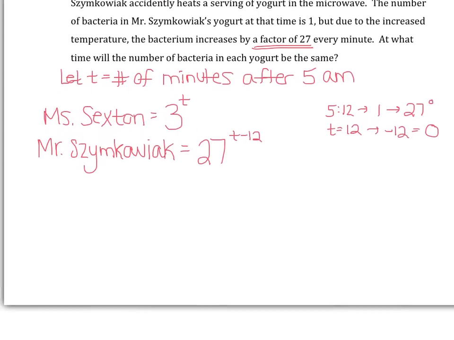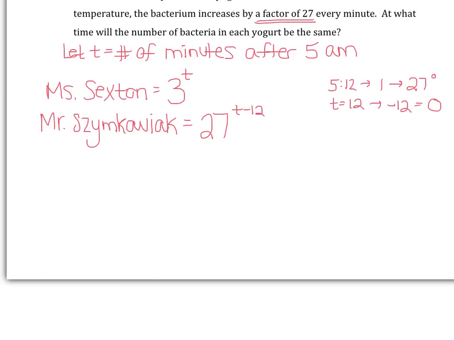We want to know at what time the number of bacteria in the yogurt will be the same. So we want to know when 3 to the power of t is going to equal 27 to the power of t minus 12. So 3 to the power of t is going to equal 27, which can be written as 3 cubed to the power of t minus 12.